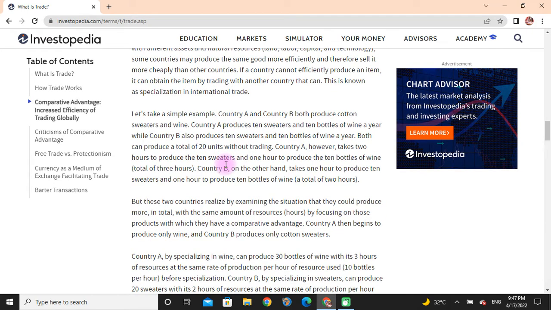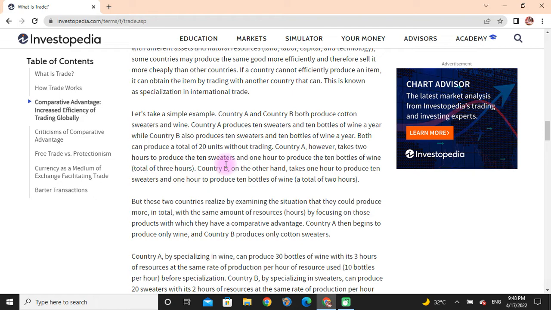Let's take a simple example. Country A and country B both produce cotton sweaters and wines. Country A produces 10 sweaters and 10 bottles of wine a year, while country B also produces 10 sweaters and 10 bottles of wine a year. Both can produce a total of 20 units without trading.